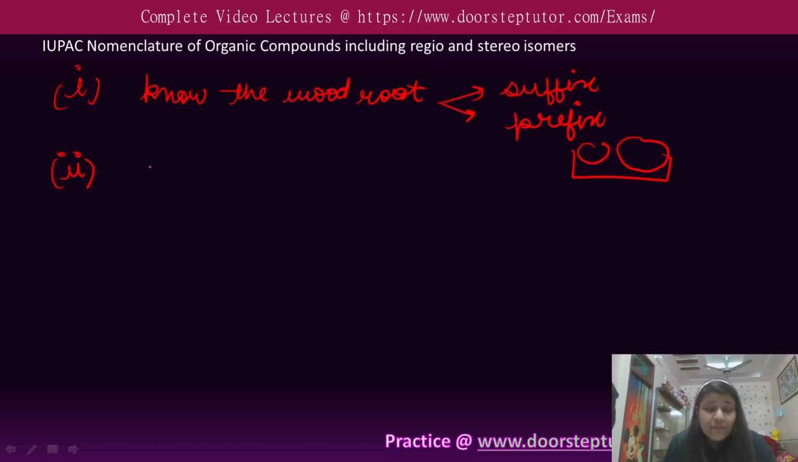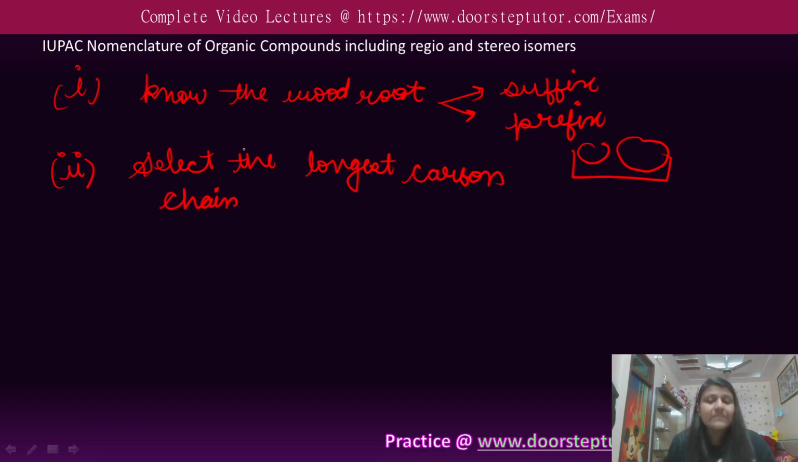The second rule is you have to select the longest carbon chain. Okay, so sometimes there are situations when you have to choose between the carbon chains. Suppose you have this structure and here is a branching. So you have to select the longest carbon chain like this, 1 2 3, and this is your substituent.